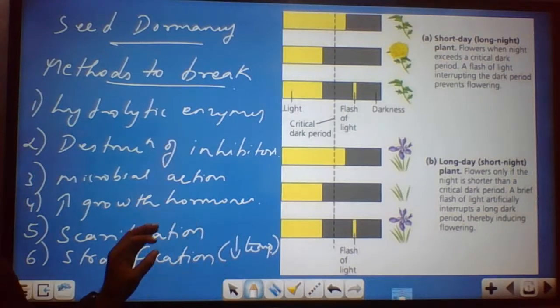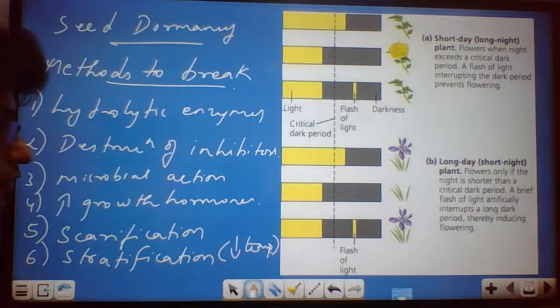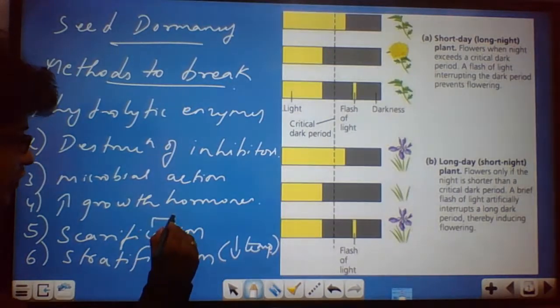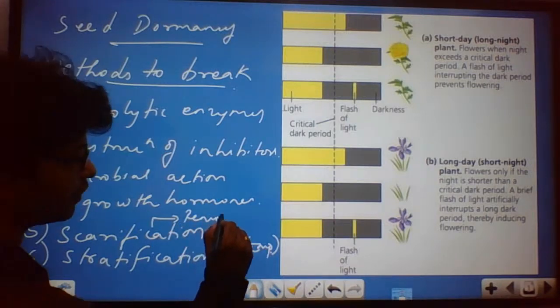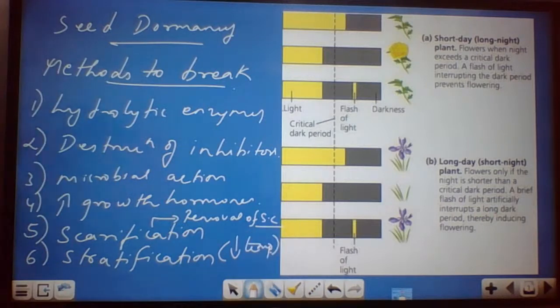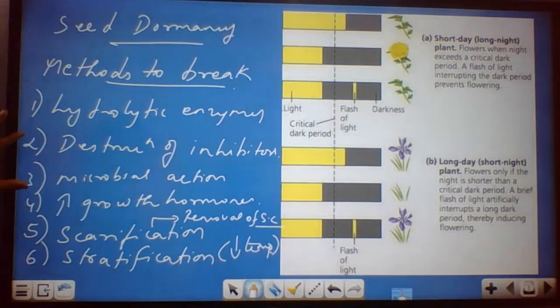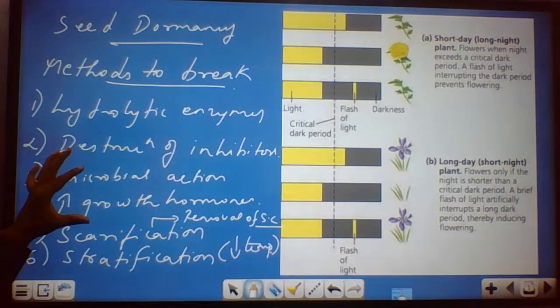Scarification is the removal of the seed coat, or the cutting of the seed coat. This we call scarification. So it is the removal of the seed coat by which scarification can be done. Okay, fine. So these are the different methods by which seed dormancy can be prevented.